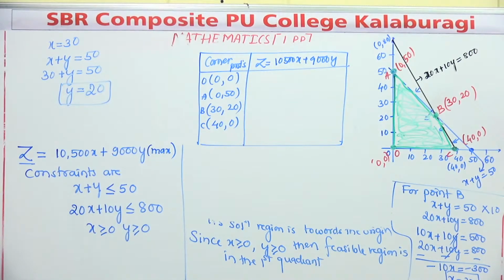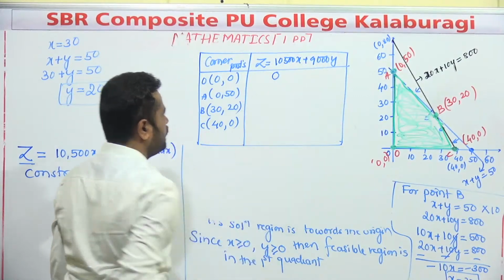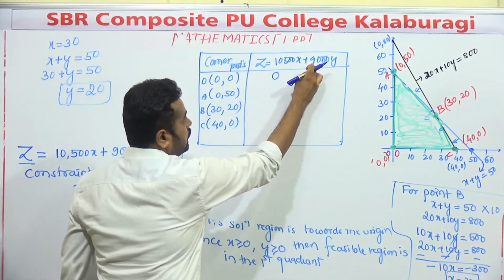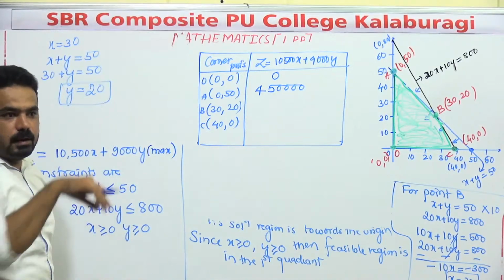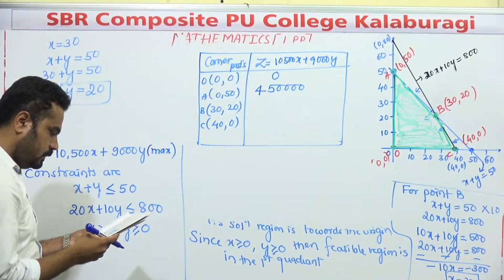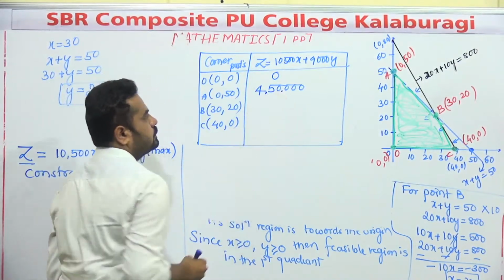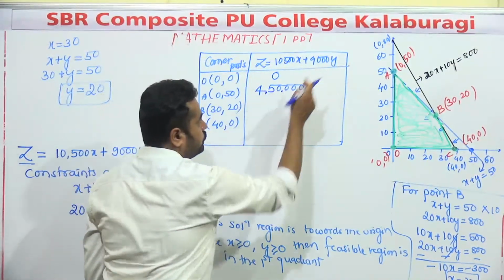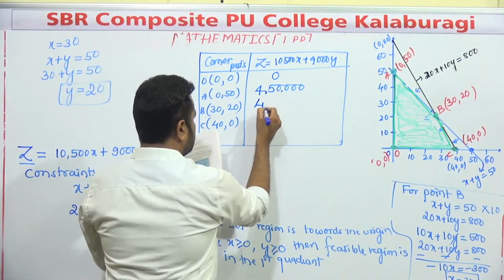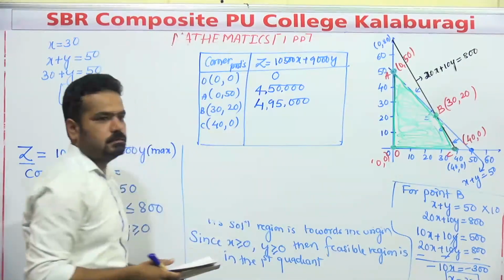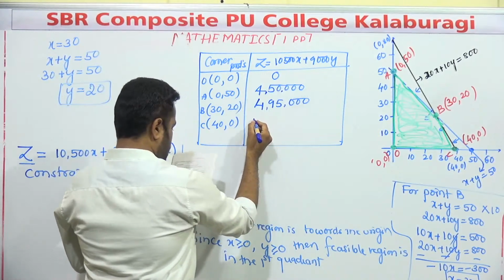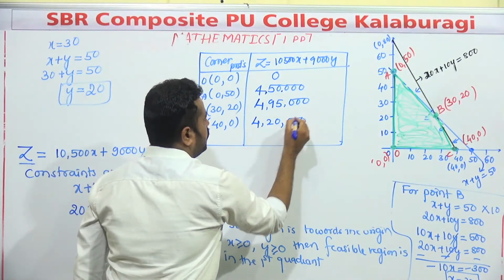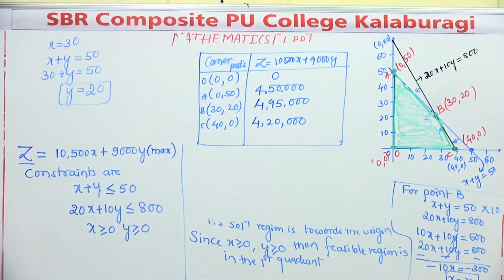Substitute. If you substitute x is equal to 0, y is 0, we get 0. And for 0, 50, 9 5s are 45, so multiplying 9,000 into 50, we get 4 lakh 50,000. Now substitute x is equal to 30 and y equal to 20 and multiply, we get 4 lakh 95,000. Next, if you substitute x is equal to 40 and y equal to 0, we get 4 lakh 20,000. Okay. Among these, which one is maximum? This is the maximum.